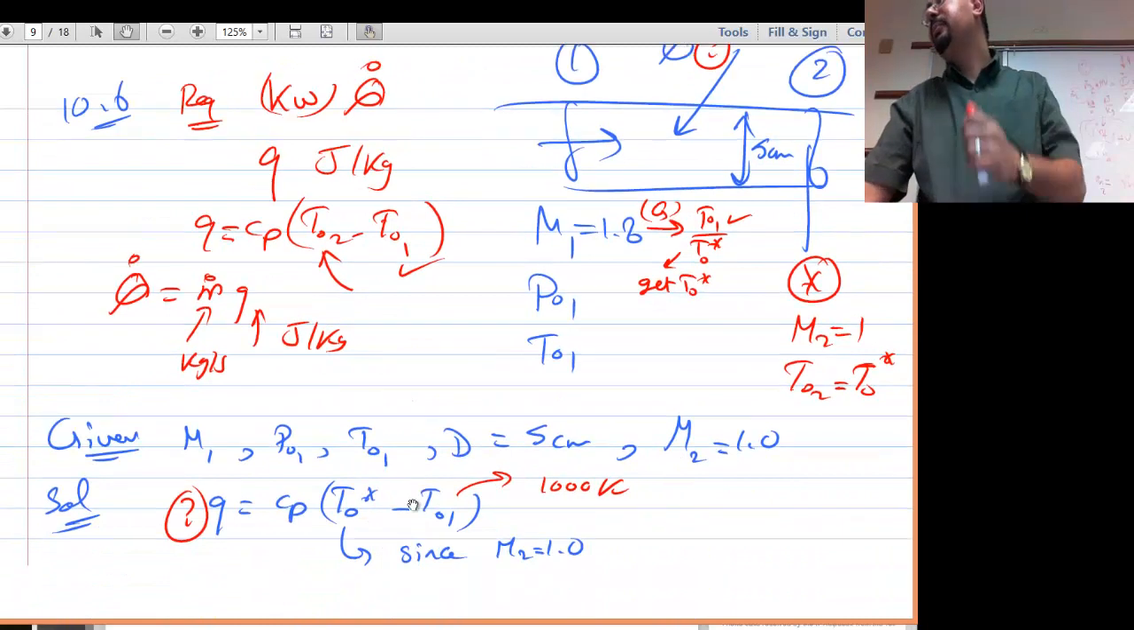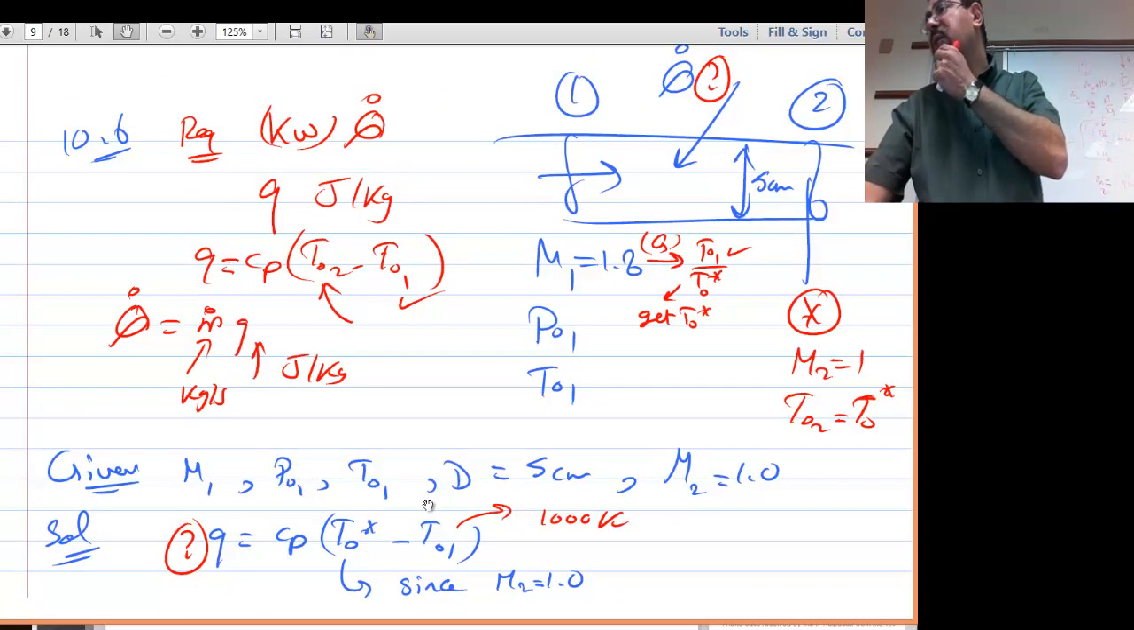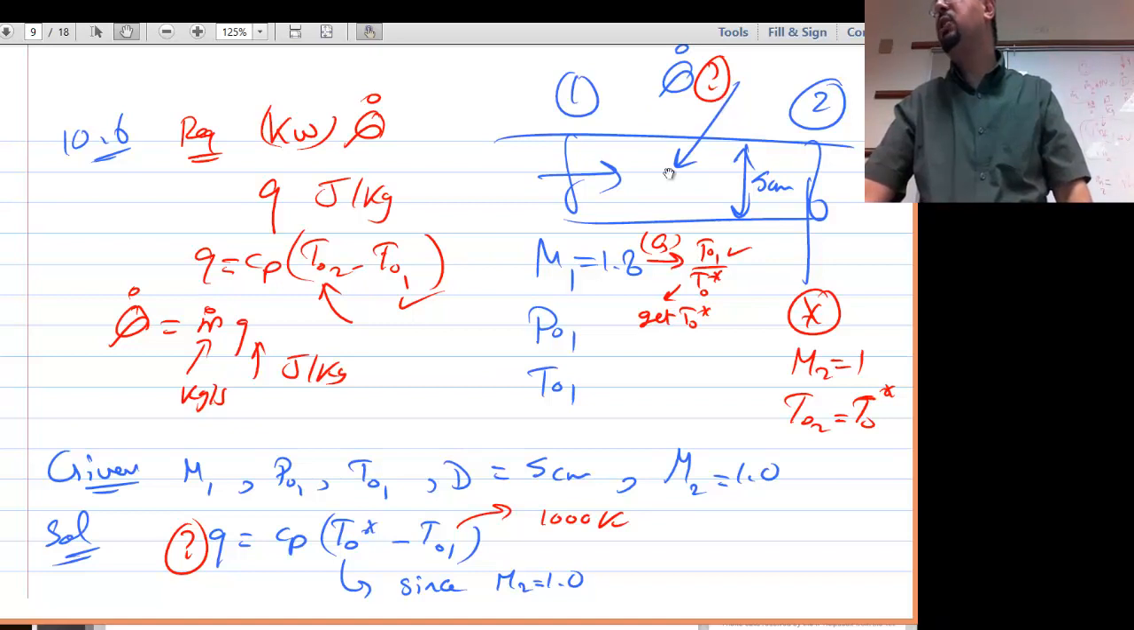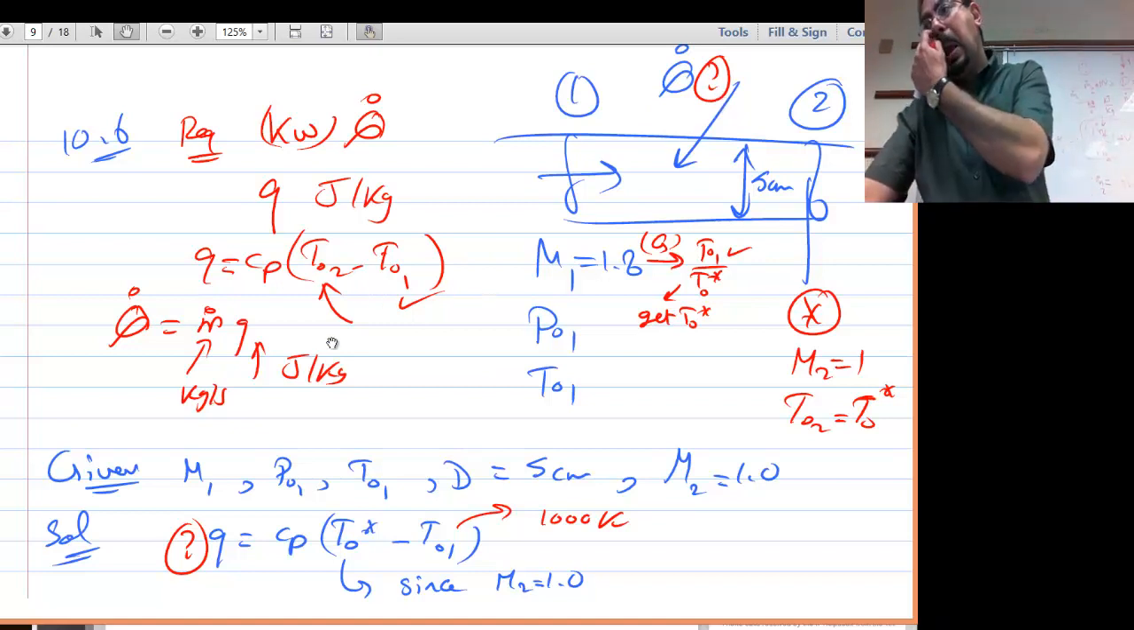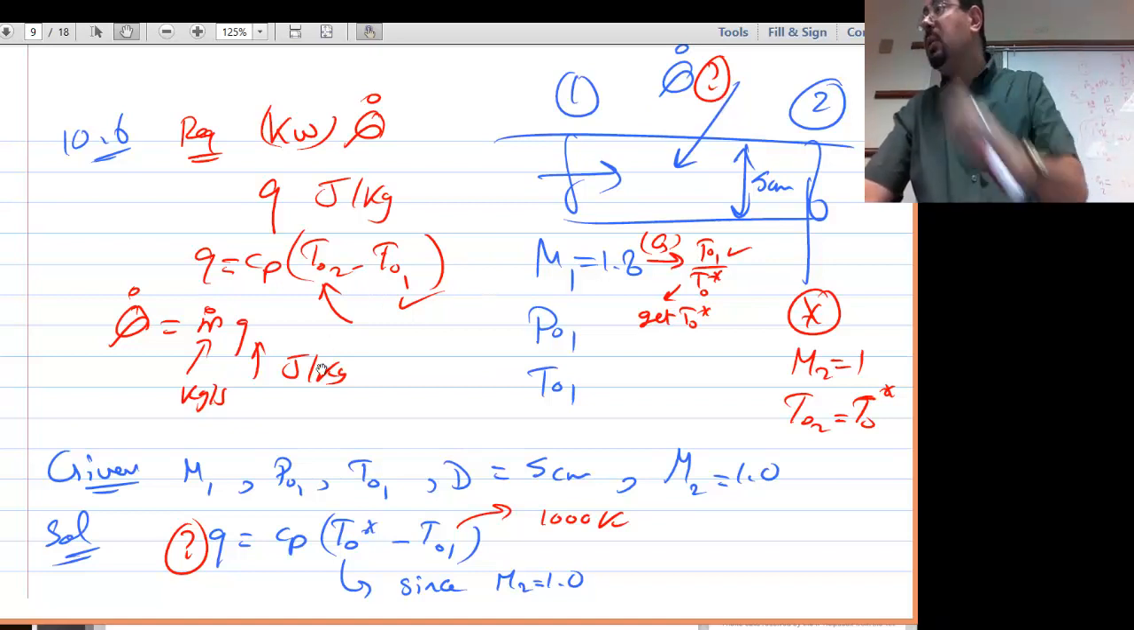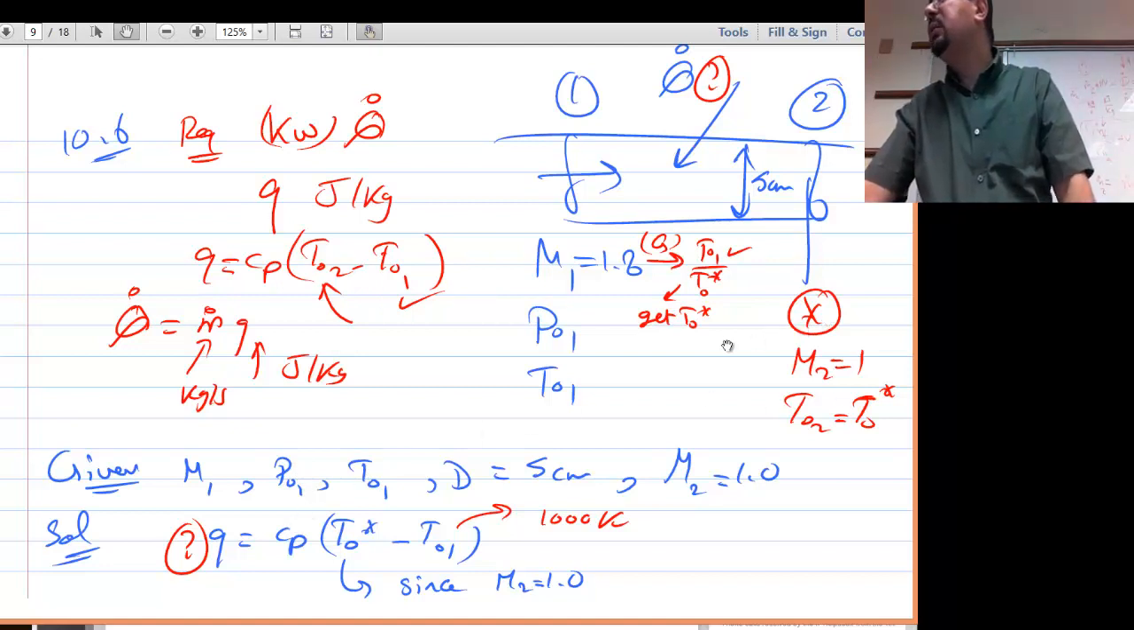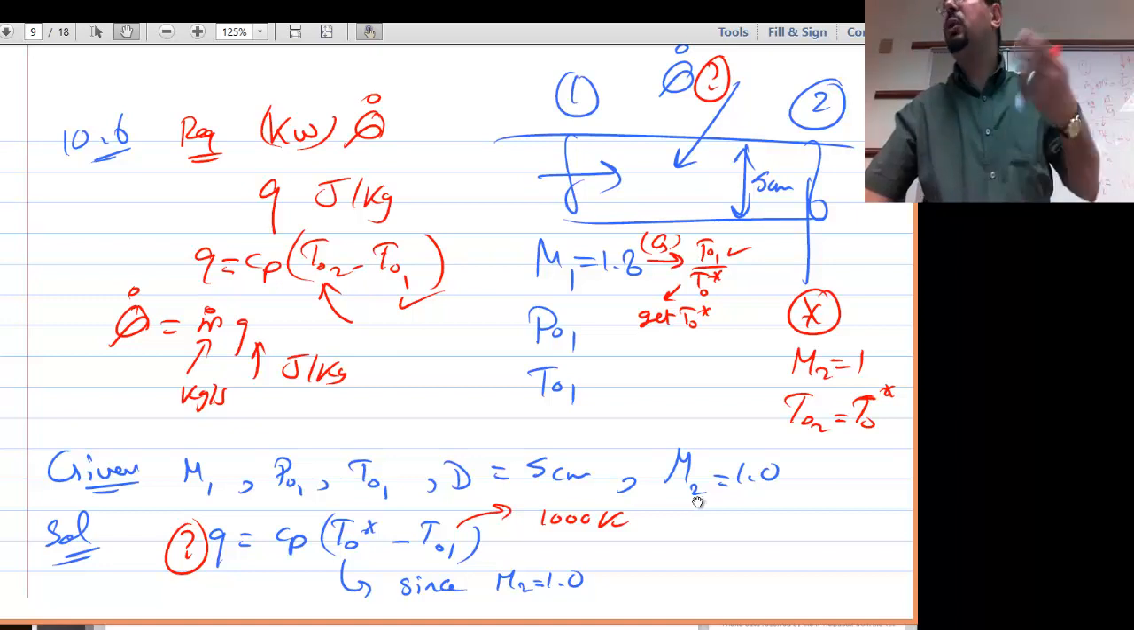Alright? Let's solve this problem. This time it's asking how much Q it will take to do what? To choke the duct. So what's given? M1, P01, T01, basically the stuff at the inlet, the dimension, D is 5 centimeters, and to choke the duct, that means M2 should be 1, right?